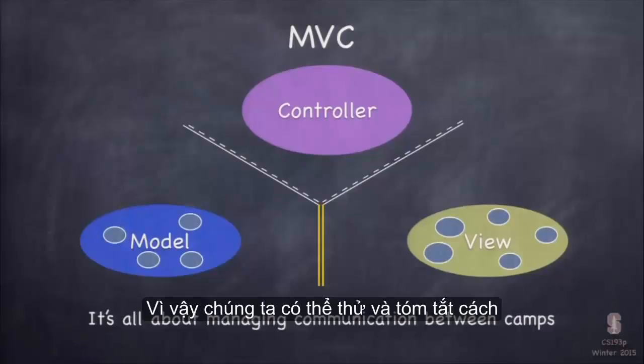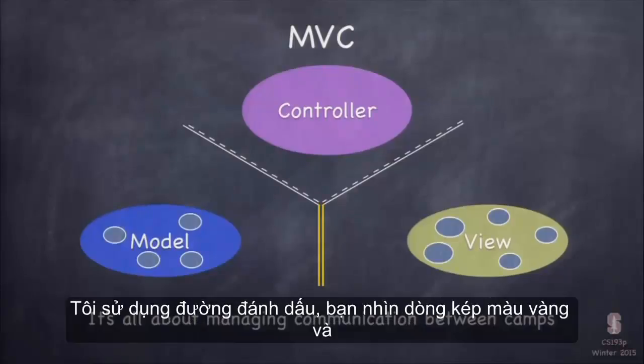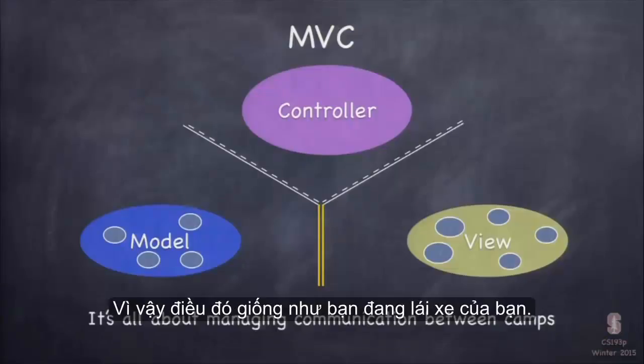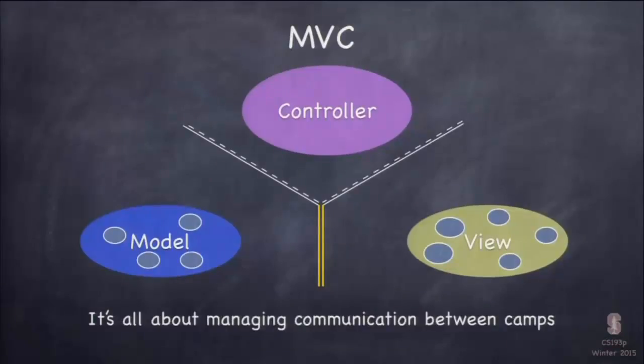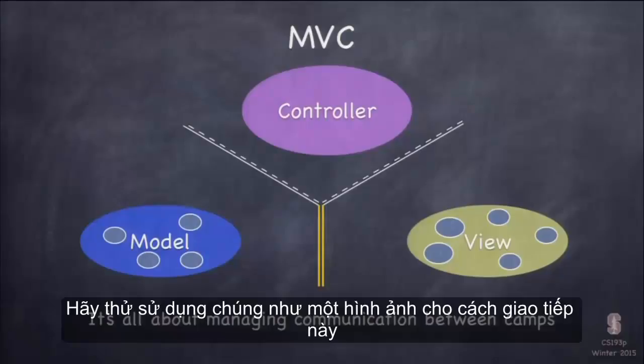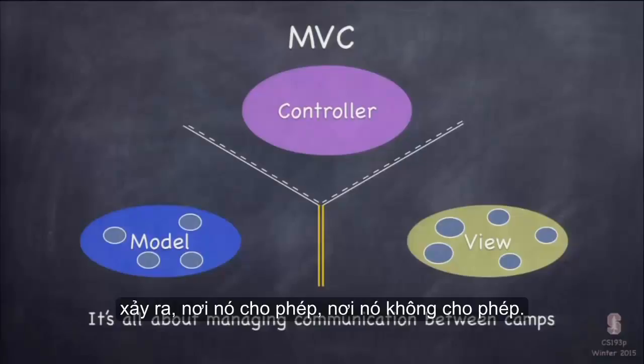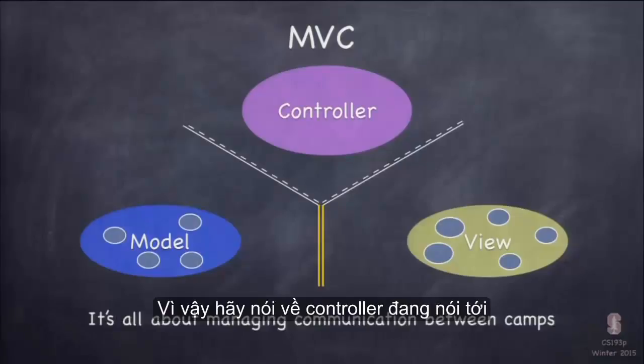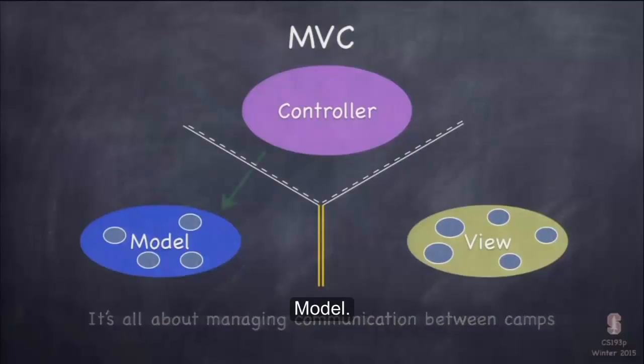And so I'm going to try and summarize how the communication works between these camps. And I've used road markings. You see the double yellow line and then the dashed white line. So that's like you're driving in your car. Try to use them as an image for how this communication happens, where it's allowed, where it's not allowed. Okay? So let's talk about the controller talking to the model.